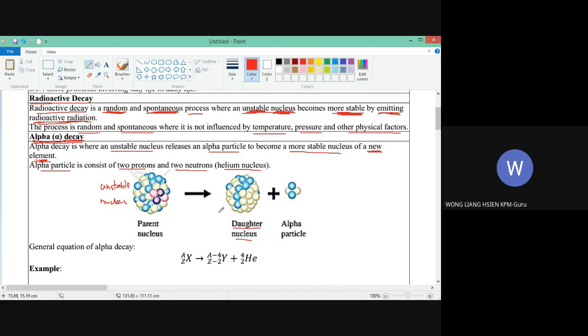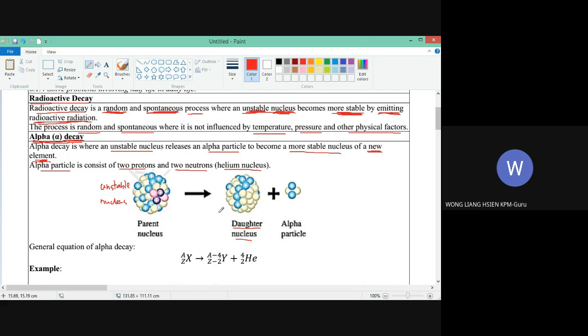And we know from the periodic table, number 1 is hydrogen. Why? Because hydrogen has 1 proton, so any atom that has only 1 proton is a hydrogen atom. Number 2 is helium. Why? Because helium has 2 protons. So any atom or nucleus that has 2 protons belongs to the element helium.